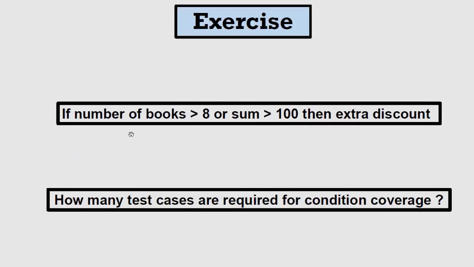So let's solve this. If number of books is greater than 8 or sum is greater than 100, then extra discount. How many test cases are required for condition coverage? So we have two conditions inside this if statement. Number of books is greater than 8 or not. Sum is greater than 100 or not. So we should use two test cases. The first, for example, number of books is greater than 8, maybe 10, and the sum is greater than 100, maybe 150. And the second test case, number of books is not greater than 8, 5, and sum is not greater than 100, which is 50, for example. Like we said, we care about each condition itself, not about the whole decision.